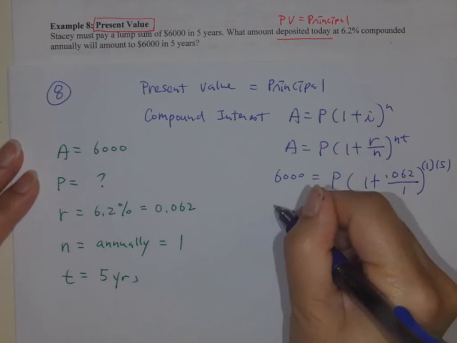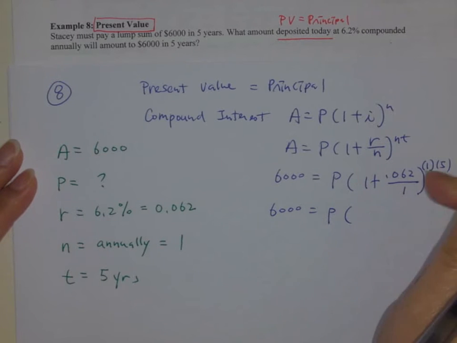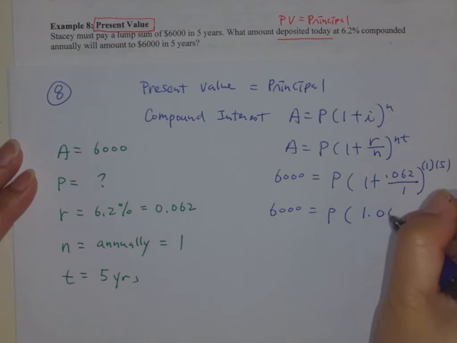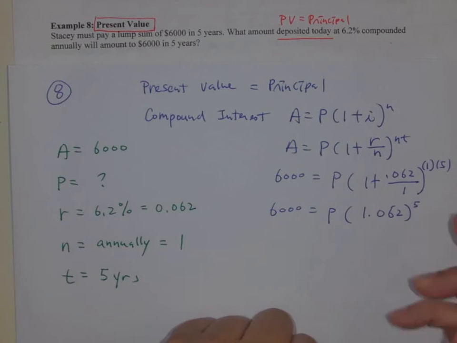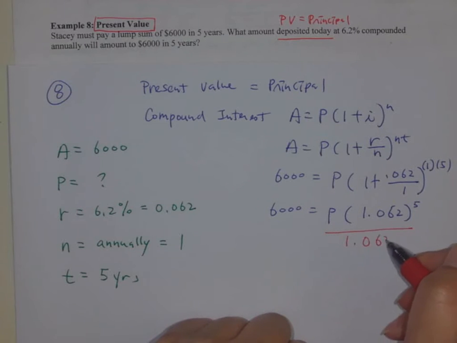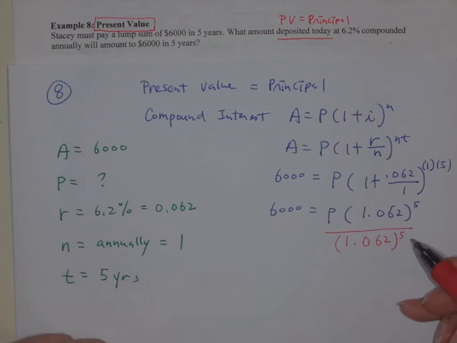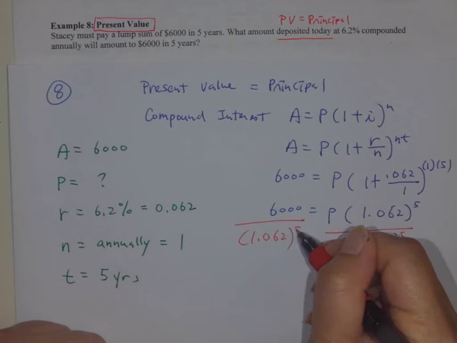So 6,000. We can try to clean that up. This is basically just 1.062 raised to the 5th power, right? So I'm solving for P, so P needs to stay, and I need to get rid of that. This is multiplying together, so the opposite will be divide by 1.062 raised to the 5th power, right?